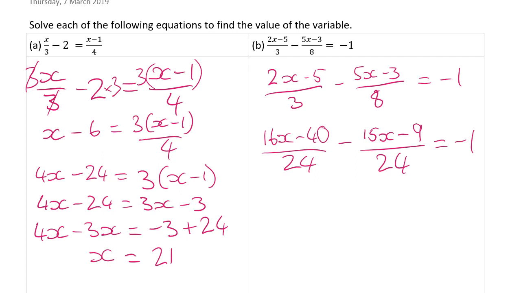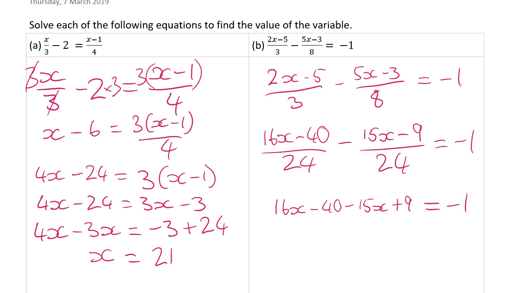Now, what can I do? So I'm not sure if this is the simplest way, but now that we've got these two things over 24, I can combine them on the left side. So I can say 16x minus 40 minus 15x, but then I have to say plus 9 because I've got a double negative here. Those things would cancel out to become positive. You'll be wary of those ones.